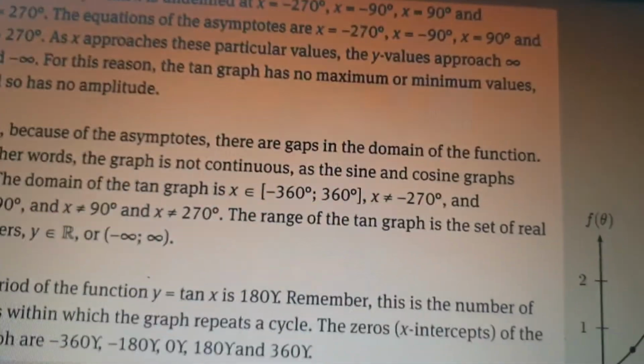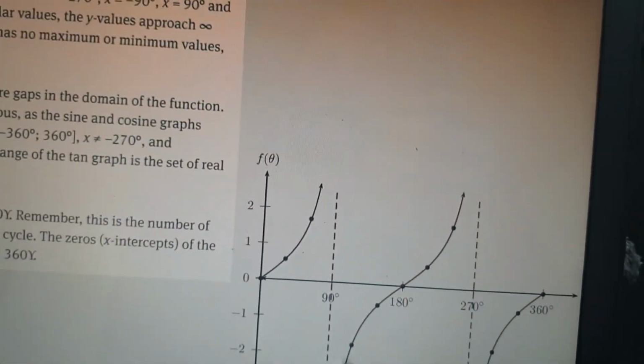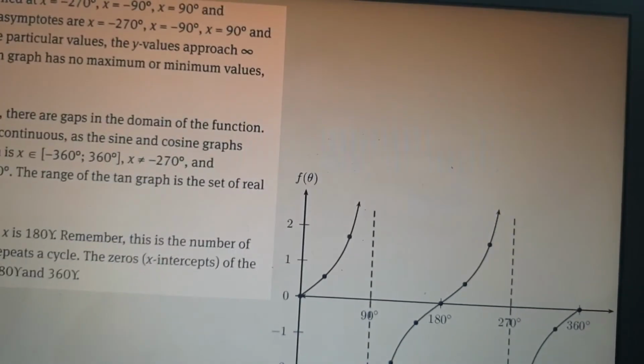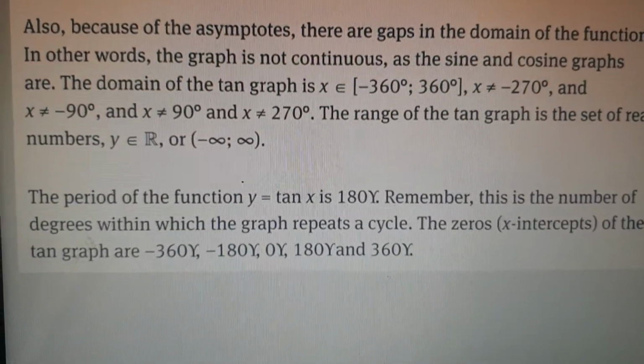Okay, and the period is 180, okay? 180 degrees, that means for every 180 degrees, one of these will be completed. So we therefore say the period for the Tan graph is 180 degrees.